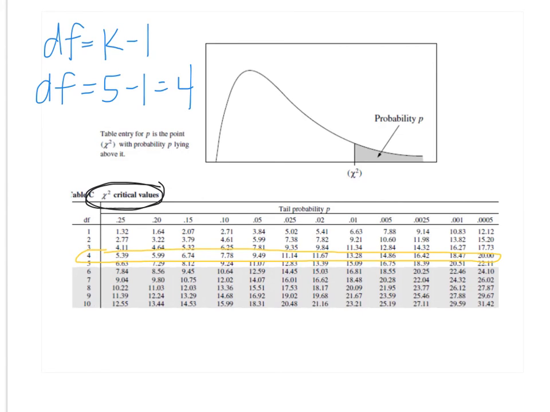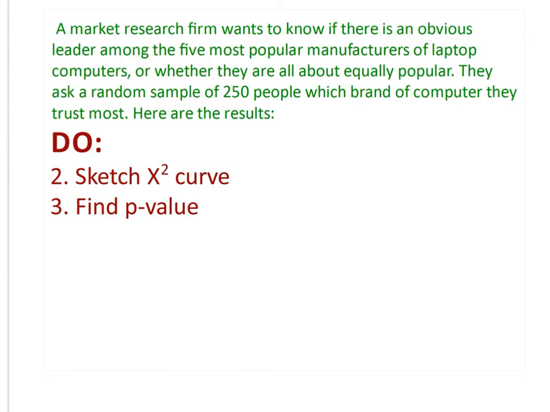Well, my chi-squared value, we said, was 8.2. So just like with T-star, I want to look in this row and see where 8.2 is in between. And 8.2 is in between 7.78 and 9.49, or my p-value is in between 0.05 and 0.10. This is how I find my p, and I find my sketch of chi-squared. So this is the second and third part of the do step.